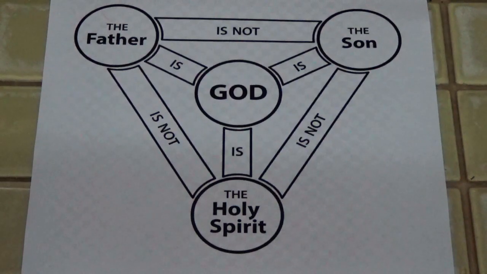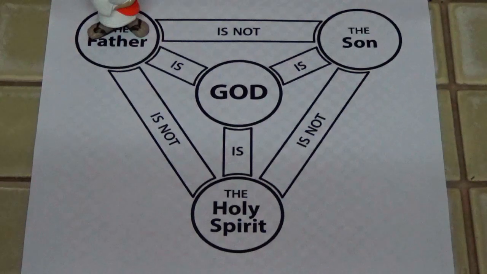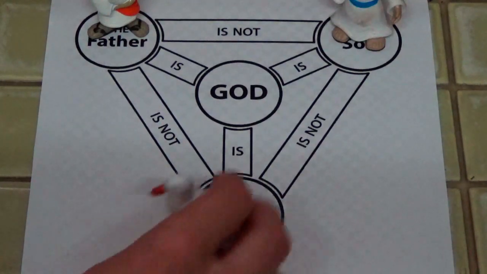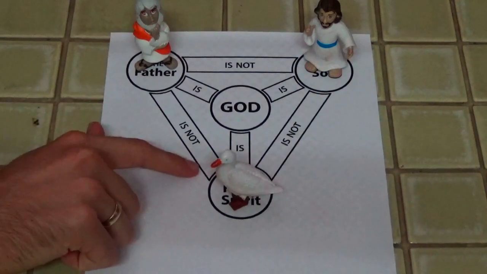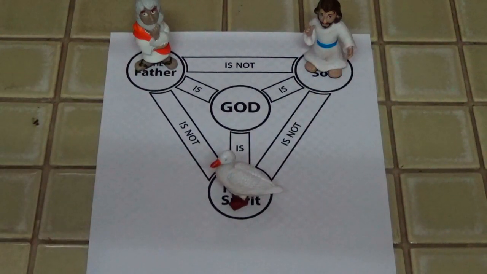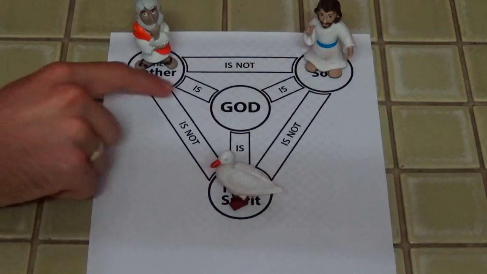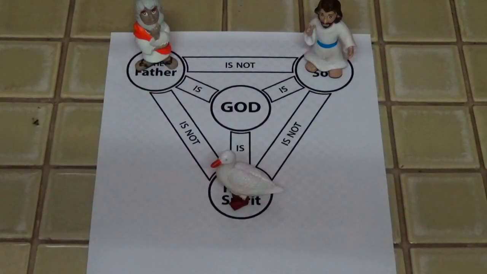And so the symbol on it has the Father and the Son and the Holy Spirit. And you can see here that there are words written on the shield. Along the outside lines, we have the words "is not," whereas the words on the inner lines say "is."